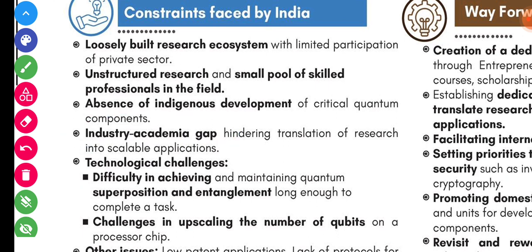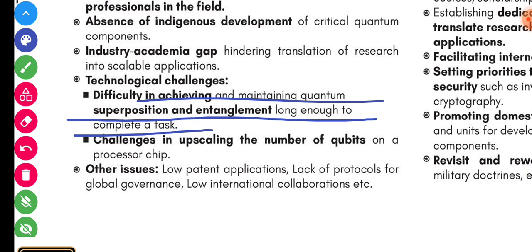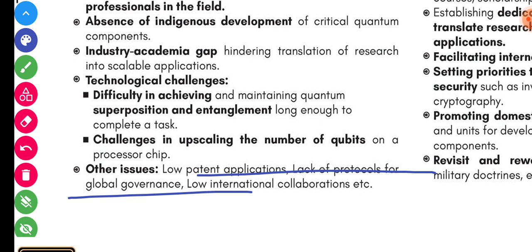industry-academia gap, that is, the low participation of industry, where the skill is underestimated about quantum mechanics, and it hinders translation of research into scalable applications. And technological challenges: difficulty in achieving and maintaining quantum superposition and entanglement long enough to complete a task, and challenges in upscaling the number of qubits on a processor chip. And other issues: low patent applications, lack of protocols for global governance, low international collaborations.